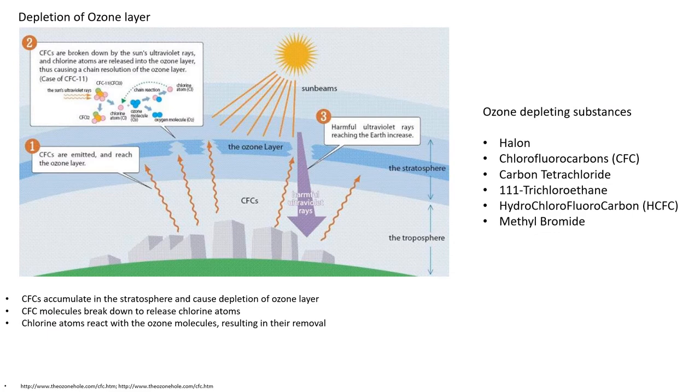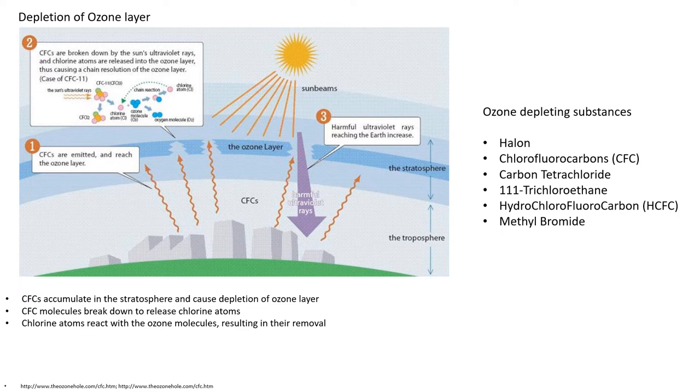Ozone is a trace gas of the atmosphere, forming a layer called the ozone layer, with its level maximum at a height of 25 kilometers in the stratosphere. It is beneficial as it absorbs the harmful ultraviolet rays of the sun and prevents them from damaging life on this earth. Depletion of the ozone layer is another serious consequence of air pollution.